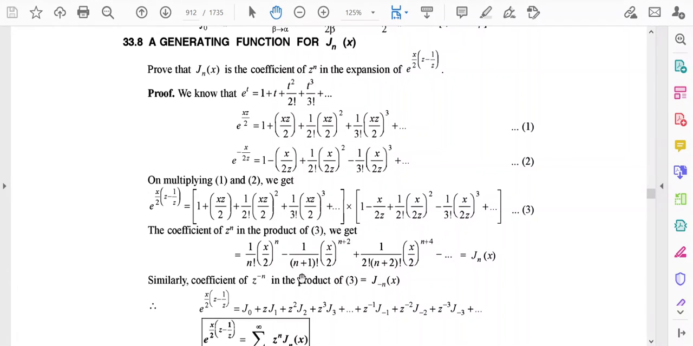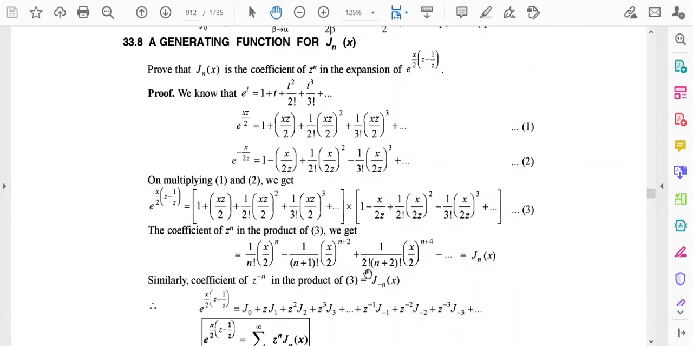just after this term, that will be 1 by n plus 2 factorial x by 2 to the power n plus 2, and that will be multiplied with this term. Therefore, it will be x by 2 to the power n plus 4 and 1 by n plus 2 factorial. So, in this way, we will obtain the coefficient of z to the power n after multiplication between these two series.